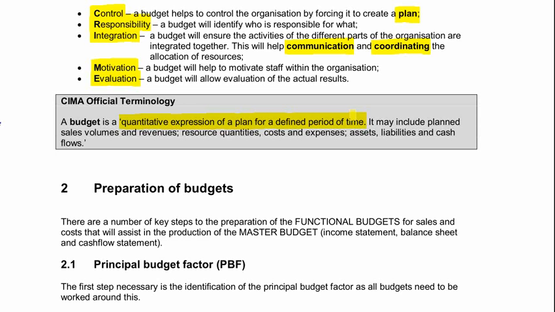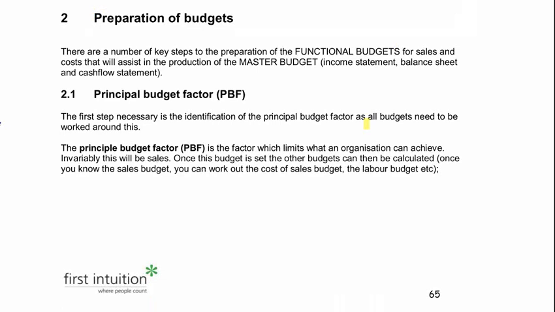So let's now start thinking about, well, how do we go about preparing these budgets then? Because obviously in a short form exam like this paper, you're not going to be asked to prepare the whole of the company's budget. But what you might be asked to do is prepare one or more of the business's functional budgets. So by functional budgets we mean a budget for sales, or a budget for production, a budget for purchases, that sort of thing.